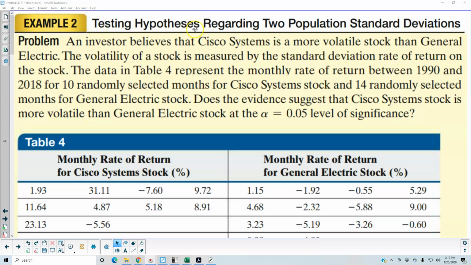Example 2, testing hypothesis regarding two population standard deviations. An investor believes that Cisco Systems is a more volatile stock than General Electric. The volatility of a stock is measured by the standard deviation of the rate of return on the stock.